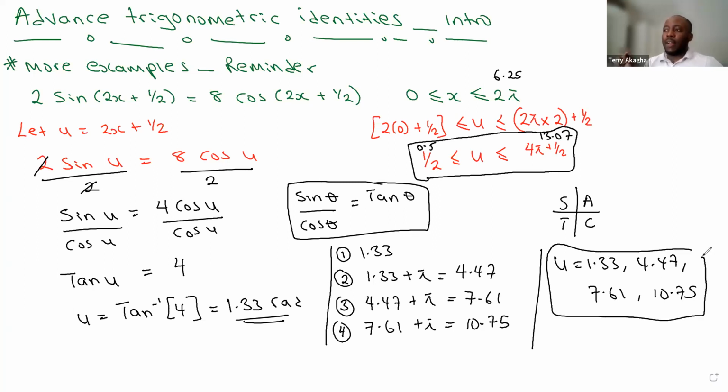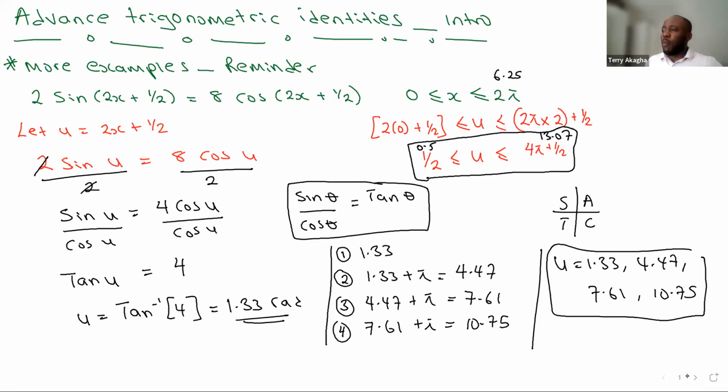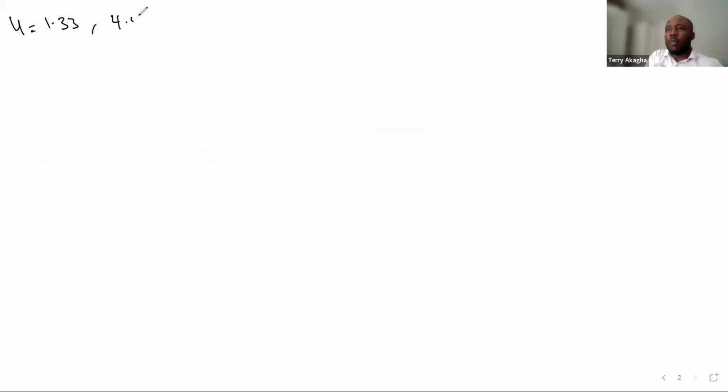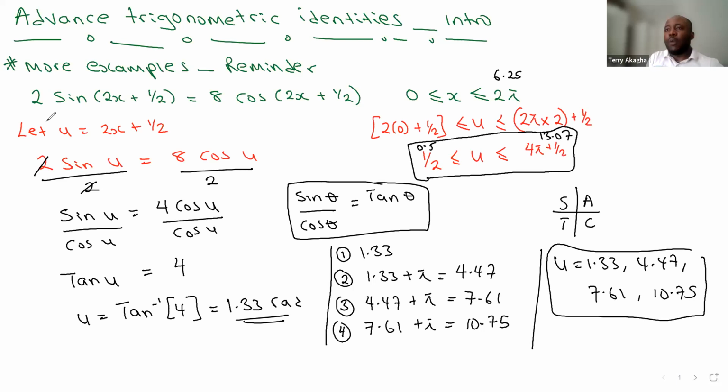But we are not looking for U. We are looking for x. Like I said, we had U equal to 1.33, 4.47, 7.61 and 10.75. But we're not looking for U, we're looking for x. So we know that U is equal to 2x plus half, sorry, I beg your pardon, U is equal to 2x plus half.